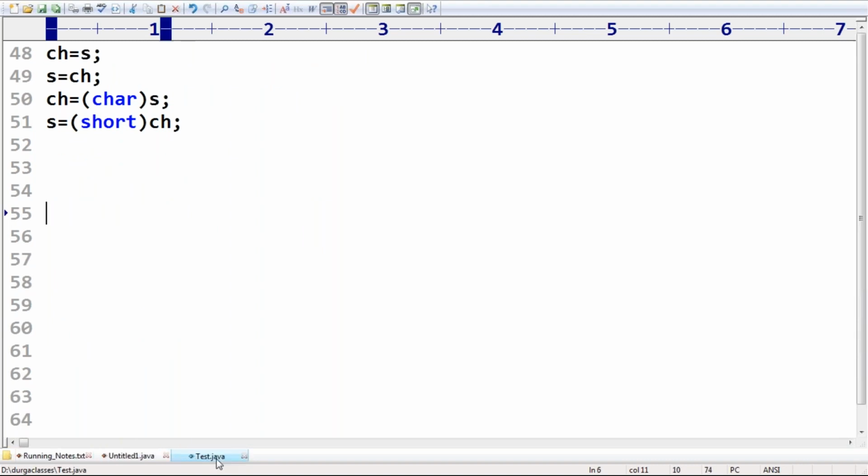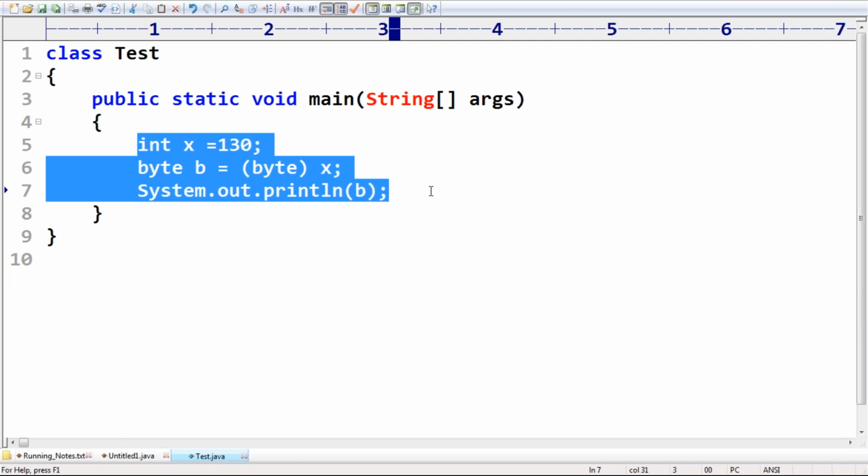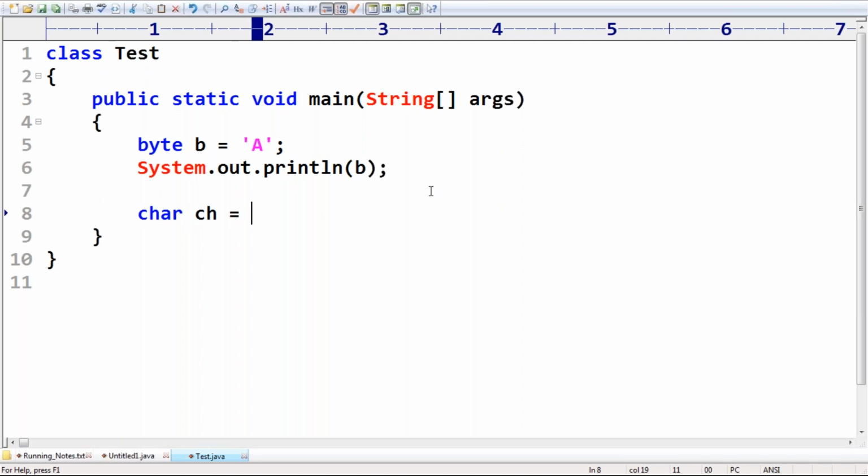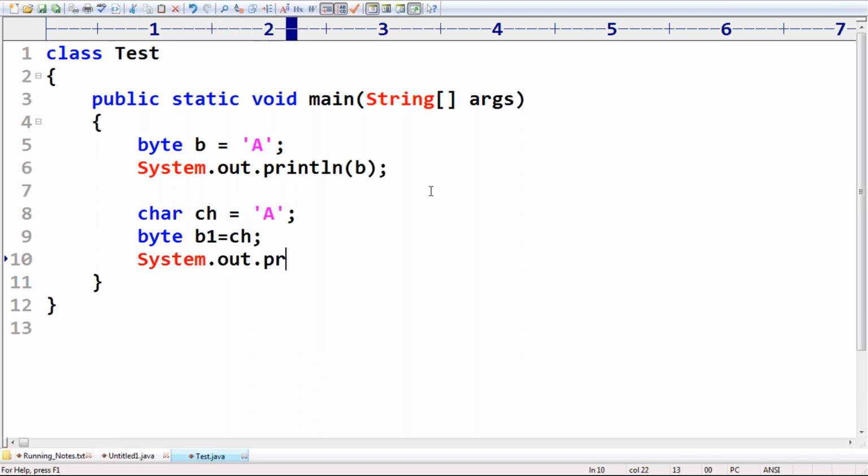Okay. Now think very carefully and then tell the answer. byte b is equal to capital 'A', and then byte b is equal to ch. Is it valid or invalid? Don't get confused. First one, is it valid or invalid?